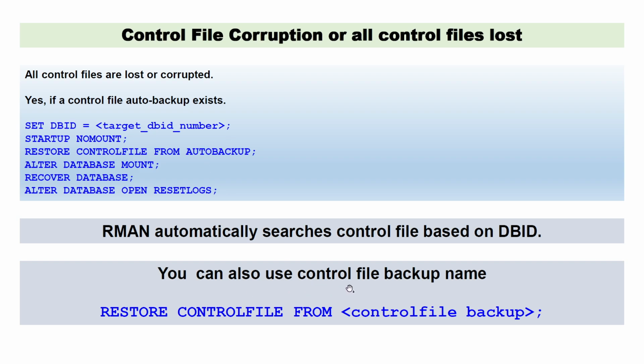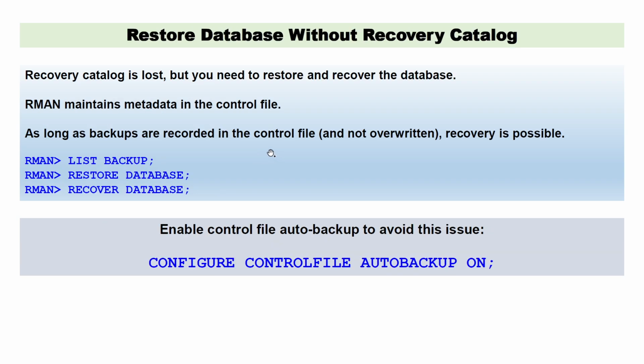You can also use the control file backup name. If it can't be found by the DBID, you can say restore controlfile from the control file backup name, and use that particular command to restore the control file backup.